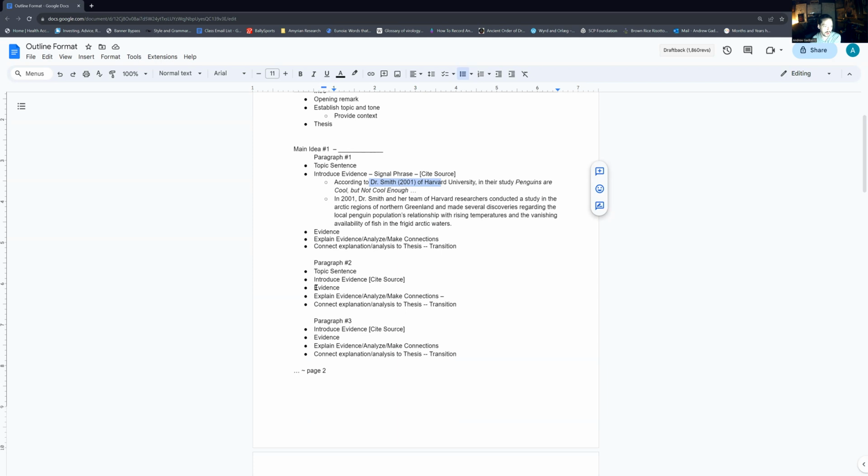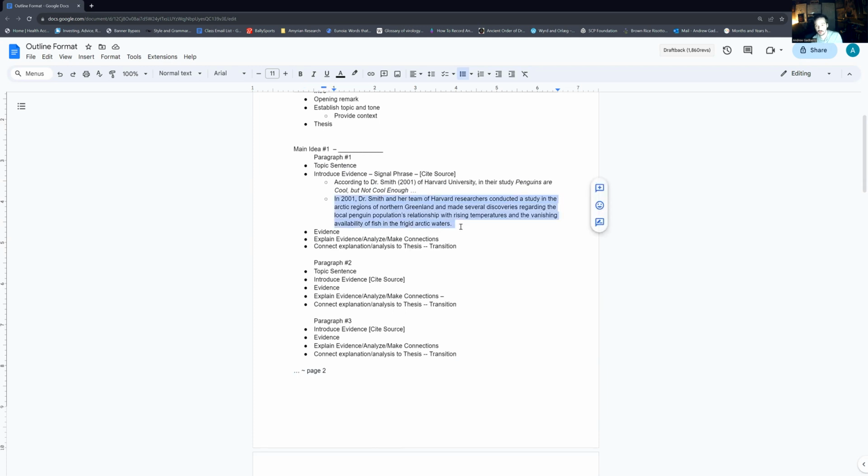Then you might not need some of this stuff. For instance, you don't need to introduce the evidence because you still have the introduction here. You would still do Smith 2001. You might say, in the same study by Smith 2001, blah, blah, blah. You don't need this again, right? You probably want to still use this, but maybe not. Maybe you want to continue discussing in the same vein as up here.